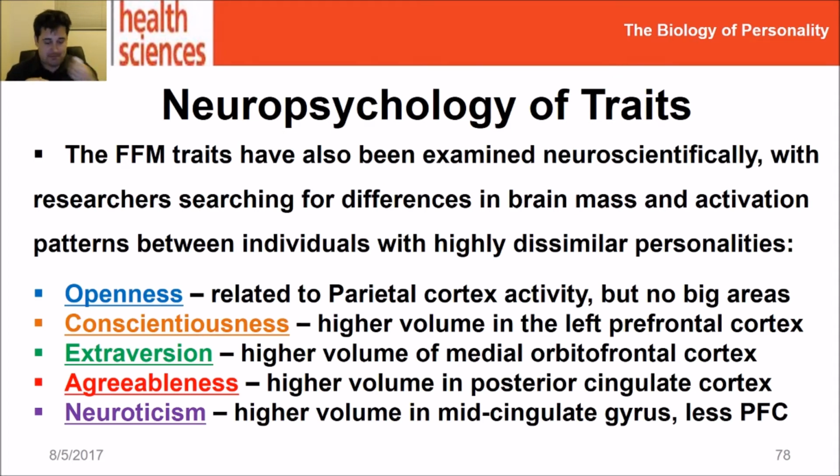Higher volume of your medial-orbitofrontal cortex, so the ones around the orbits of your eyes at the front here, is associated with greater extroversion. Higher volume of your posterior cingulate cortex, which is like the lower front part of your limbic system, so it's still in the frontal lobes but deep on the inside in here, is associated with higher agreeableness. And higher volumes in your mid-cingulate gyrus, so a bit deeper down here, is associated with higher neuroticism. And less density in your prefrontal cortex is associated with higher neuroticism as well.